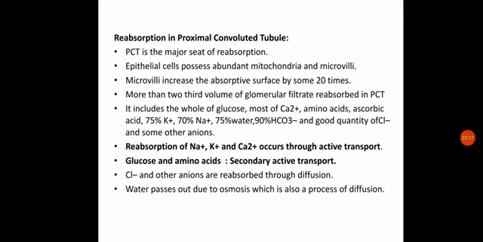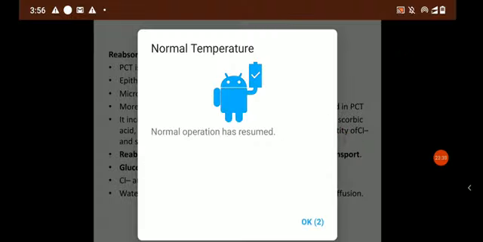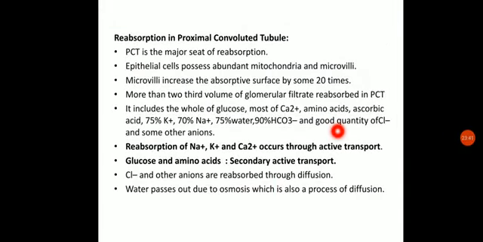Okay, so we'll see first reabsorption taking place in the proximal convoluted tubule. The first reabsorption is taking place in the proximal convoluted tubule. It's also called PCT. PCT is a major seat of reabsorption. It's the most important region where reabsorption is basically taking place. For this, the epithelial cells of the PCT contain abundant mitochondria. As we have seen, abundant mitochondria suggest that the PCT will be carrying out mostly active reabsorption.